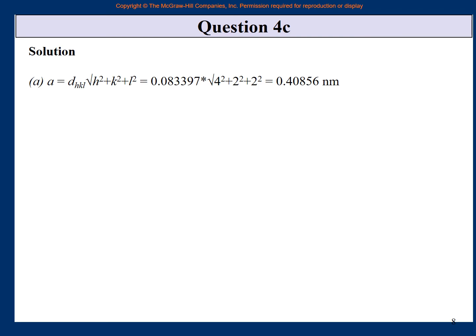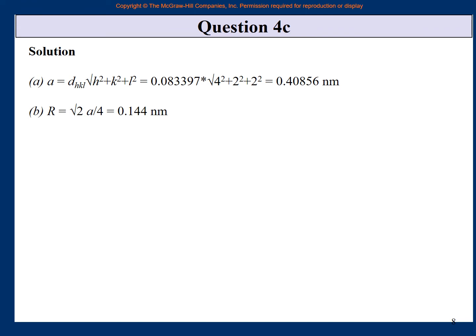This is very simple, right? a is d_hkl upon the square root of h squared plus k squared plus l squared. So you just substitute the values. d_hkl is given, and the plane indices are 422, right? So this is the value of the lattice constant in nanometers. This is a very simple calculation.